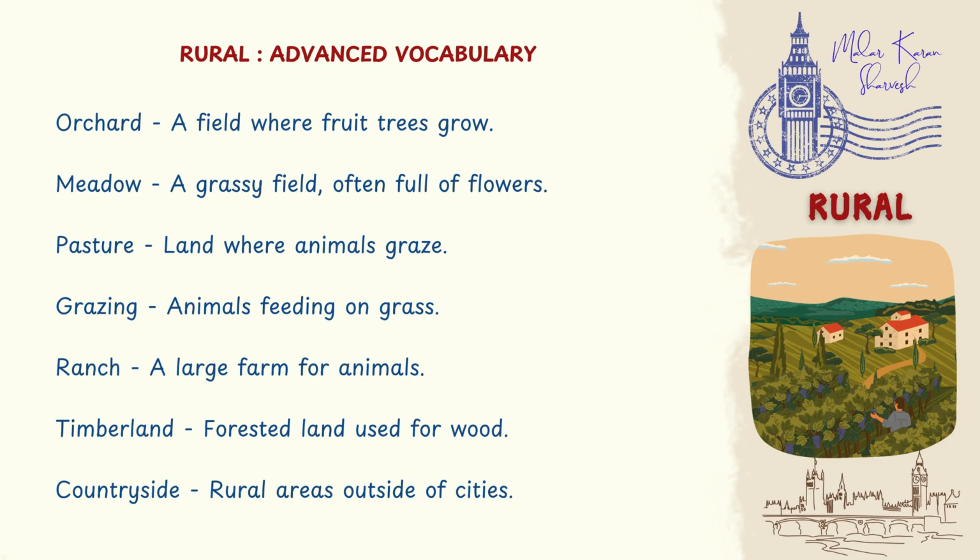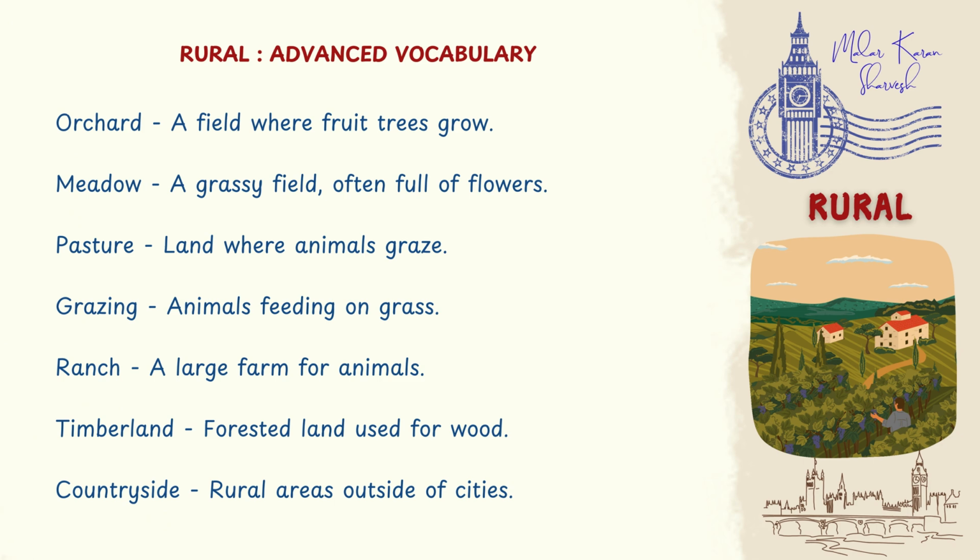Orchard, a field where fruit trees grow. Meadow, a grassy field often full of flowers. Pasture, land where animals graze. Grazing, animals feeding on grass. Ranch, a large farm for animals. Timberland, forested land used for wood.